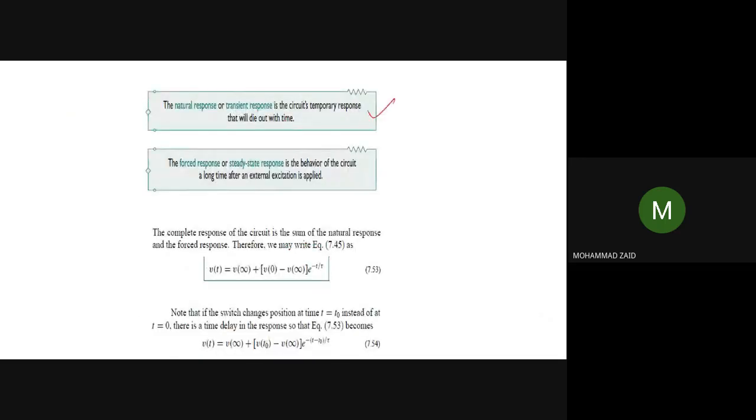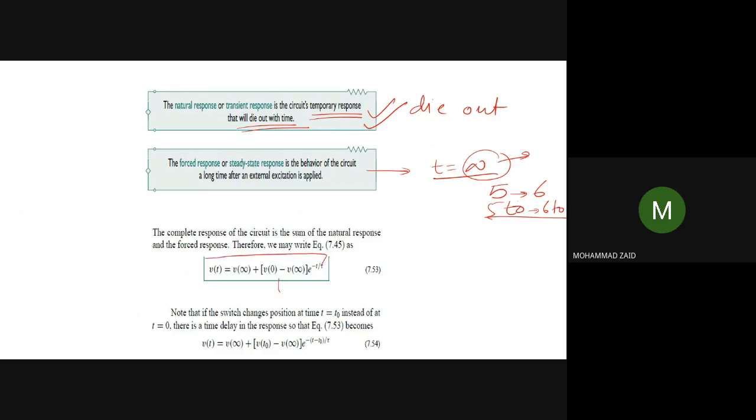Important conclusions: the natural response or transient response is the circuit's temporary response that will die out with time. The forced response or steady state response is the behavior of the circuit after a long time, practically at time equal to infinity. Infinity does not practically mean infinity, but usually we take 5 or 6 times the time constant. After 5 to 6 tau, we can say that the transients have died down.